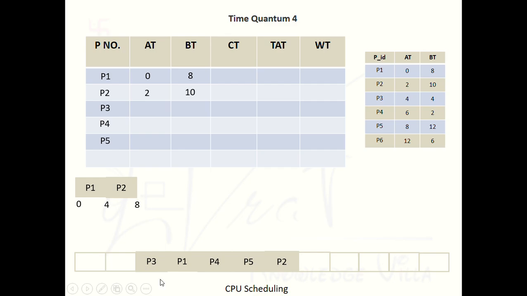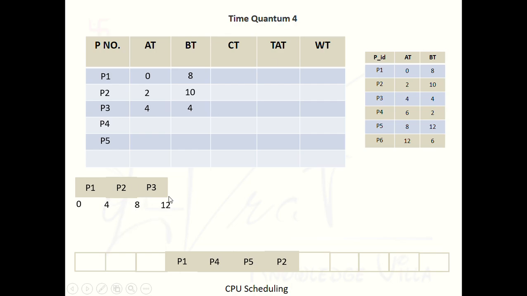Now we will allocate CPU to process P3, because inside the queue process P3 arrived first, so P3 will get the CPU first. The arrival time of P3 was 4 time units, and the actual requirement of P3 is 4 time units.